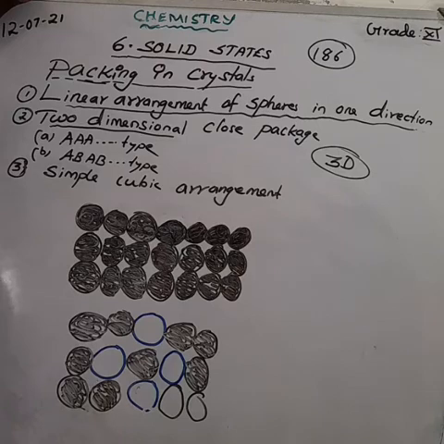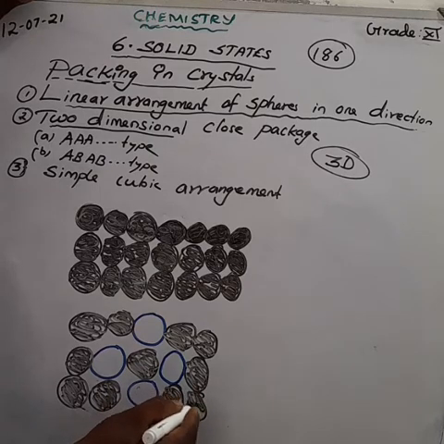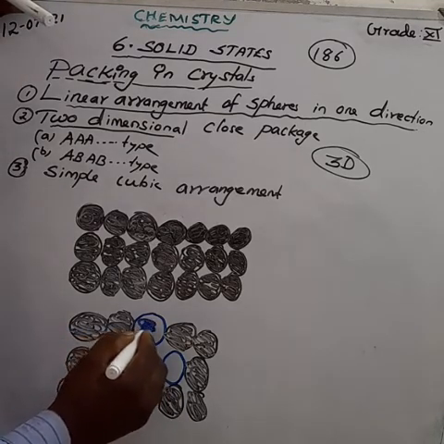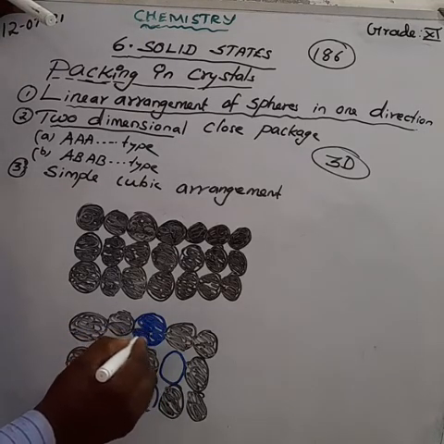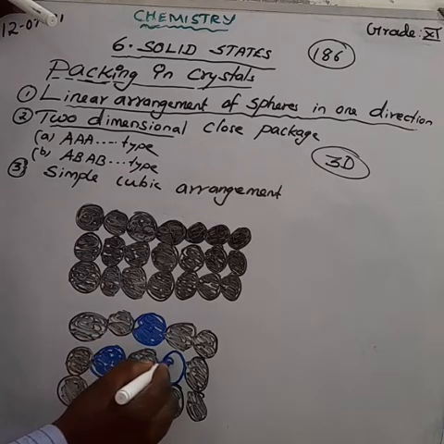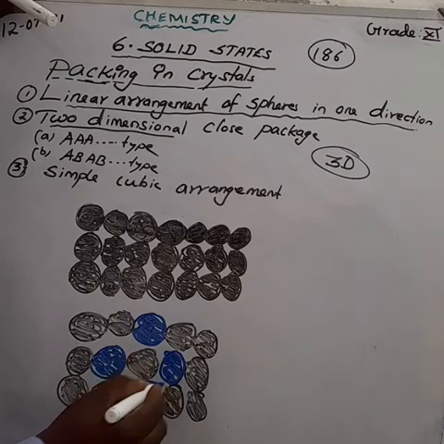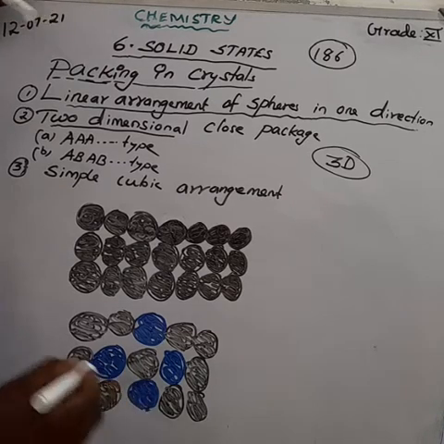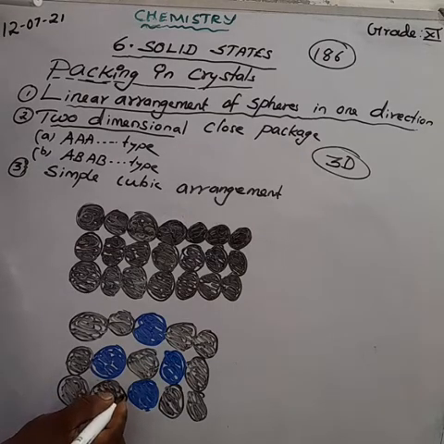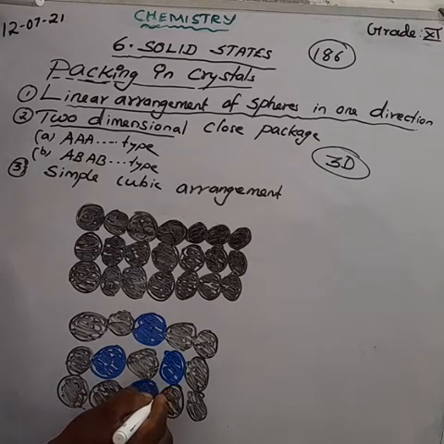Here the first row I am naming A. The second row also I am naming A. The third row also I am naming A. Am I right? If I am taking only 3 rows, one row for A, second row for A, next third one for another A, so I am giving AAA. Here, all spheres of different rows are arranged vertically and also horizontally.